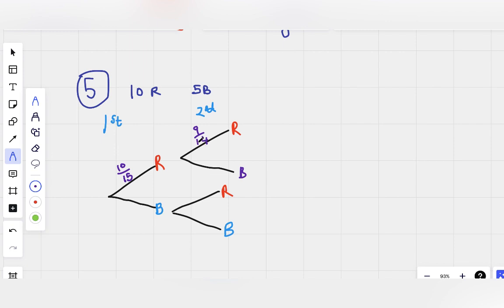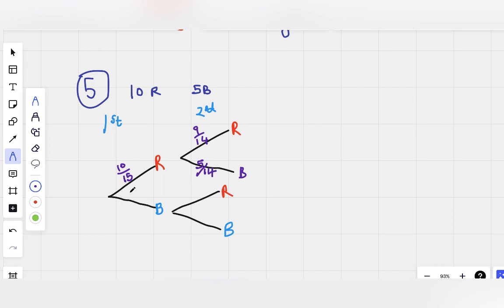If the first one is red, what is the probability that the second one is blue? Blue is 5. Blue has not been touched. So here will be 5 over 14, but the total has reduced because you picked the first one. Okay? So you must learn to fill up the table. This is very important, the probability table.